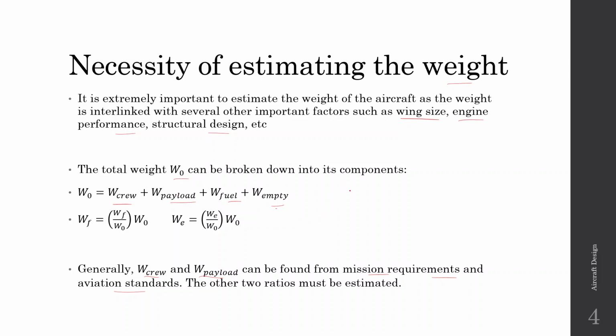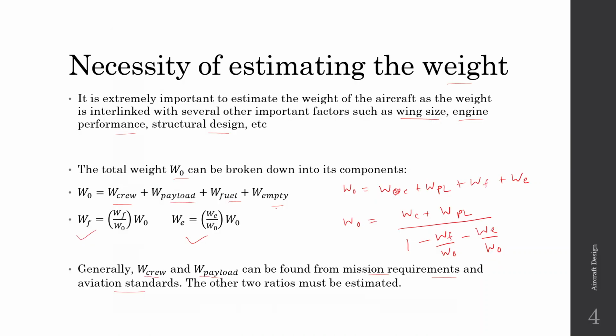Now one thing you know is that we can write this as WC plus WPL, and then we can divide by W naught. So this WF we can write like this, and WE we can write like this, and then we can rearrange everything to get this kind of equation. Okay, so if we can find out these ratios, then we can find out the total weight.